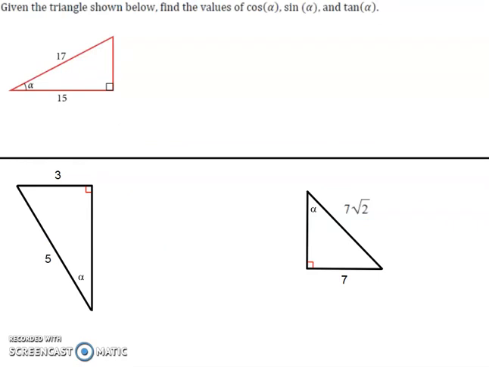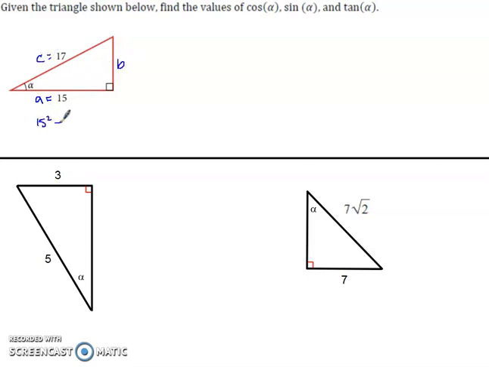We're going to do the same thing, find the value of cosine, sine, and tangent, except we're only given 2 of 3 sides. But that's okay. Since this is a right triangle, I can use the Pythagorean theorem to go ahead and find the missing side. So I've got A is 15, B I don't know, and C is 17.